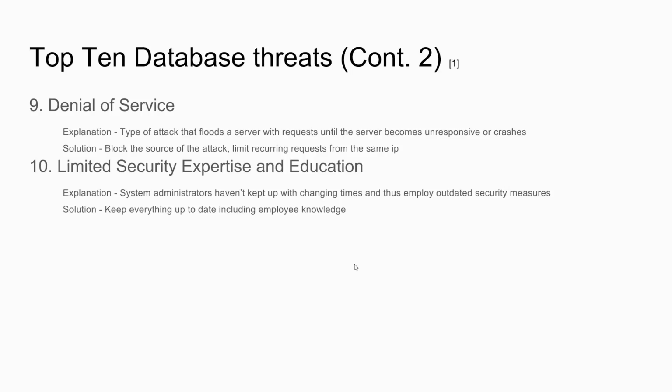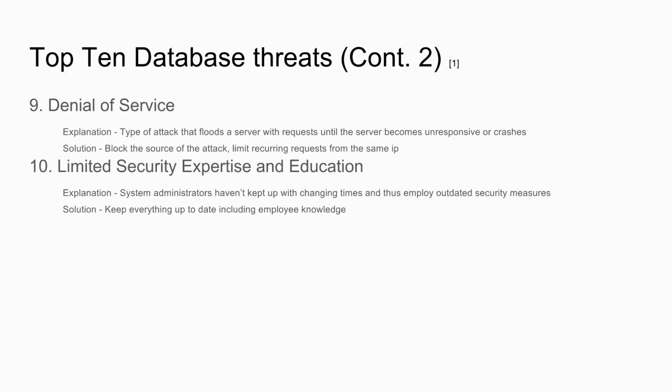Number nine is a denial of service attack. And this is an outside threat. This occurs when somebody decides that they want to disrupt the functionality of the database in one way or another. And the way to deal with this, you need to block the source of the attack. There are different sources. There are companies that will take care of it, have denial of service protection, and just limit recurring requests from the same IP, or limit the recurring requests over a short period of time, something along those lines.